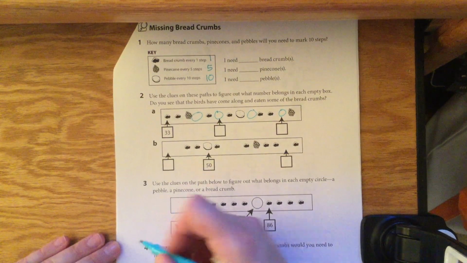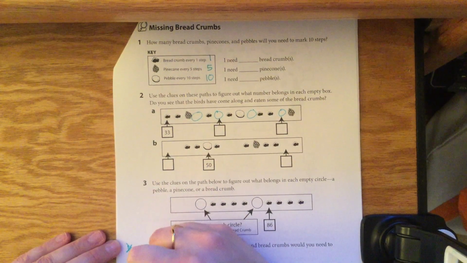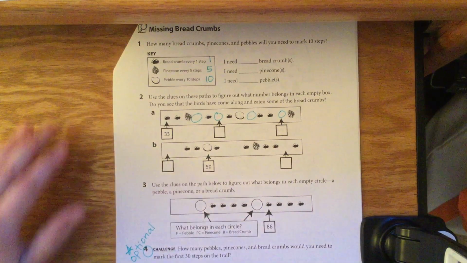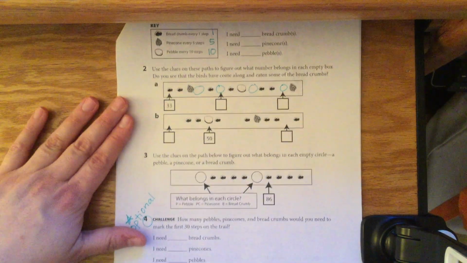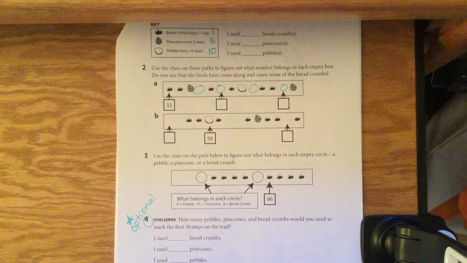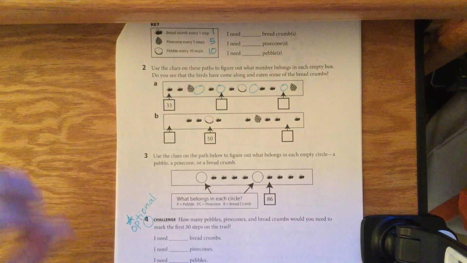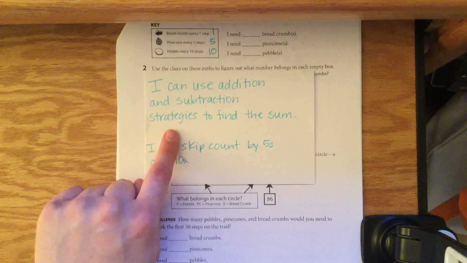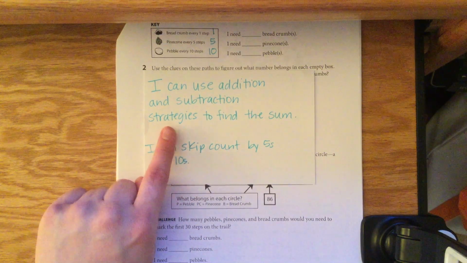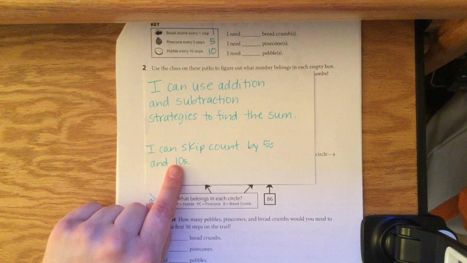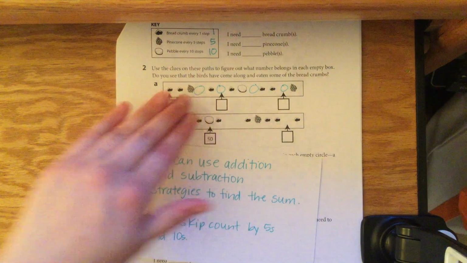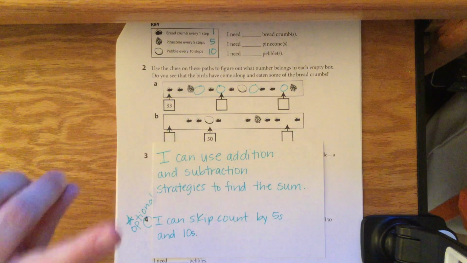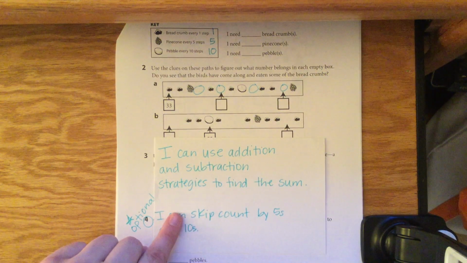All right, challenges as always are optional. If you want to do it and challenge yourself, I encourage you to do so. If this is tricky for you and the challenge is a push, don't do it. The biggest thing, guys, that I want you to get out of this is you being able to use addition and subtraction to find the answer and to skip count by 5s and 10s. Doing these activities with breadcrumbs and pebbles and pine cones is one way that we practice these.